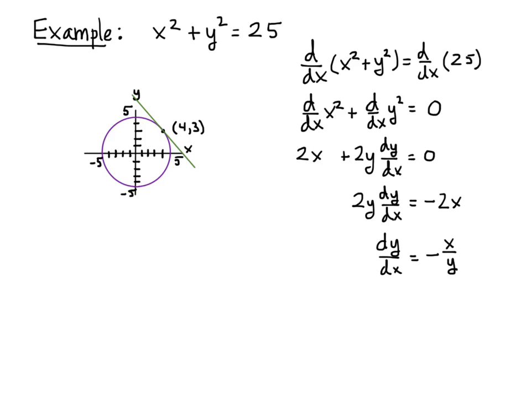If we're going to find x equals 5 and y equals 0, we're going to have division by 0 if we try and actually compute a slope. And that's the same thing that we get here. If x equals 5 and y equals 0, then that's a vertical line because it's an undefined slope.